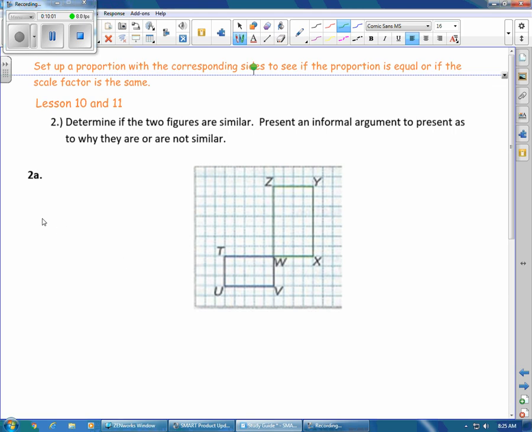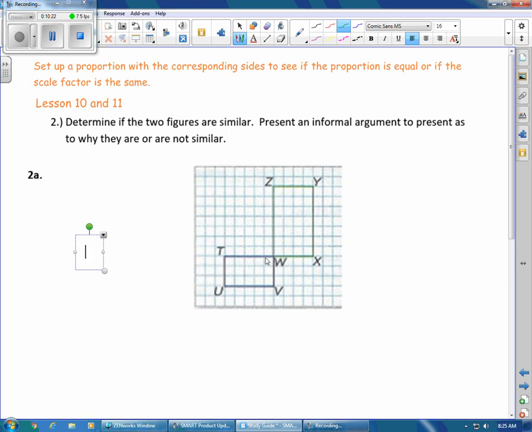Next one. How do I attack this kind of problem? Determine if the two figures are similar. Present an informal argument as to why they are or are not similar. So how are we going to do this? We're going to set up a proportion with the corresponding sides to see if the proportion is equal or if the scale factor is the same from each side.